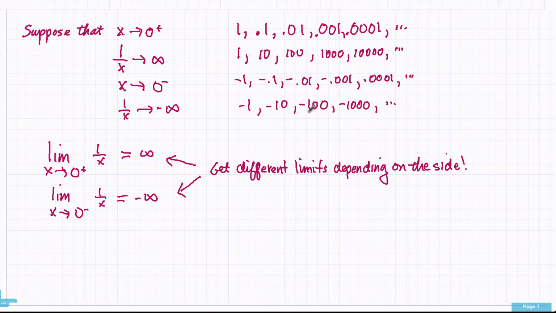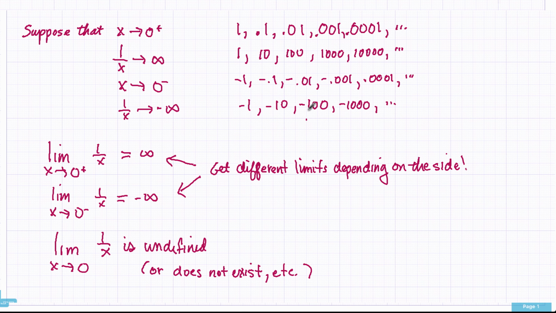Notice that we're getting different limit values depending on which side we approach from. If I just write the limit as x approaches 0 of 1 over x, it is not supposed to matter which side the x is approaching 0 from. If we demand that there be only one limiting value, then the best we can say here is that the limit as x approaches 0 of 1 over x is undefined. There are various ways of saying this.